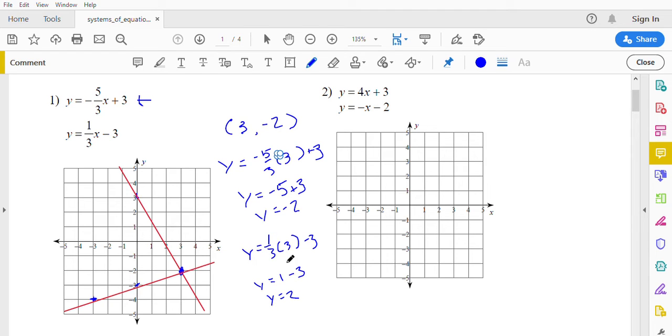Okay, and so this point right here, this is your answer because it is the only point that these two lines have in common. Good? So that's your answer. Again, you should express your answer as a coordinate.